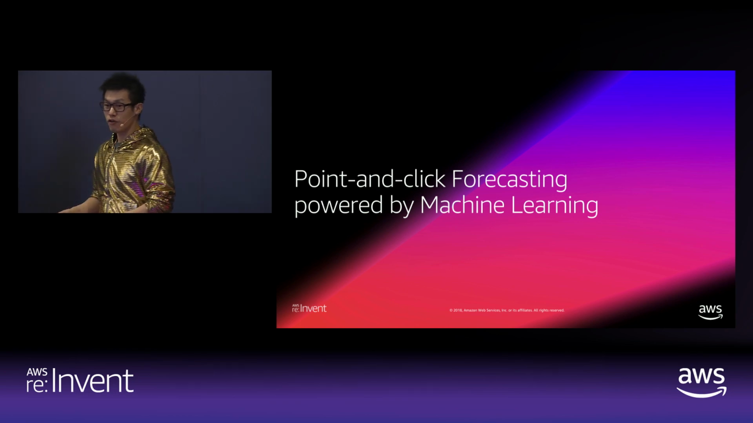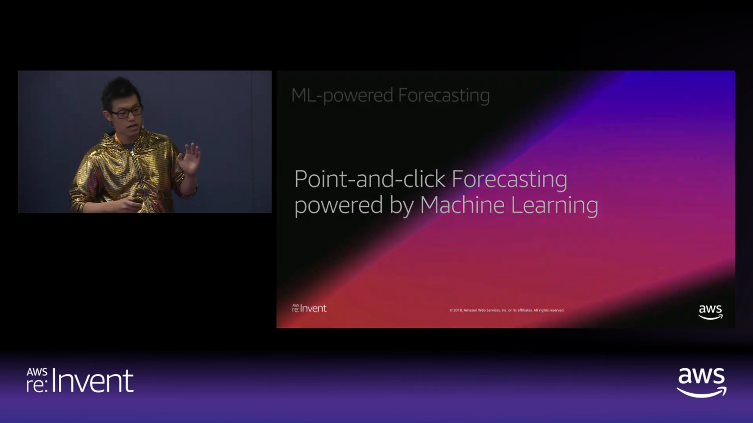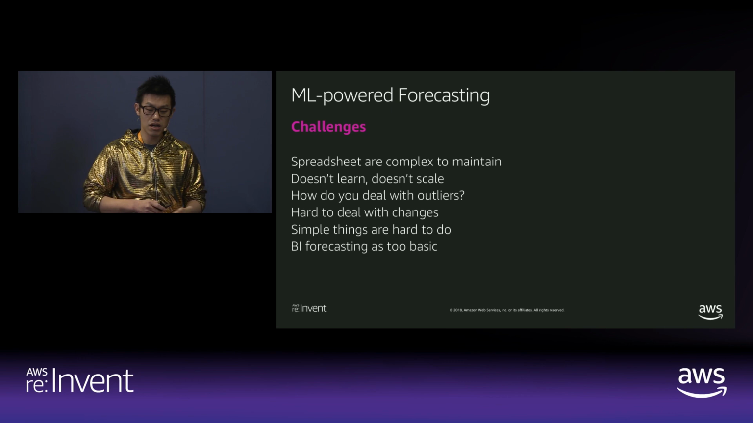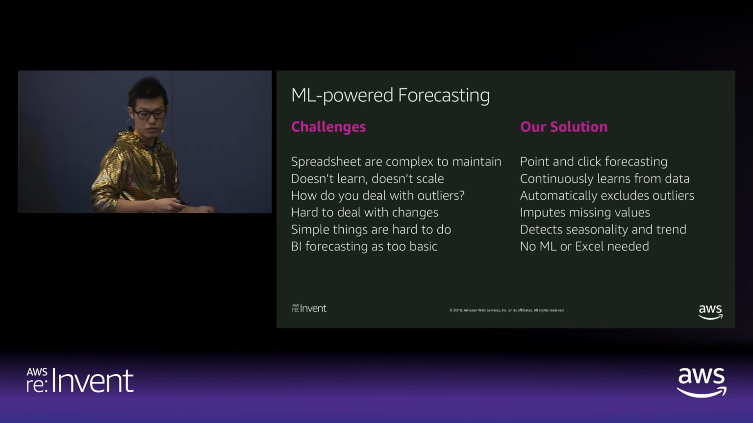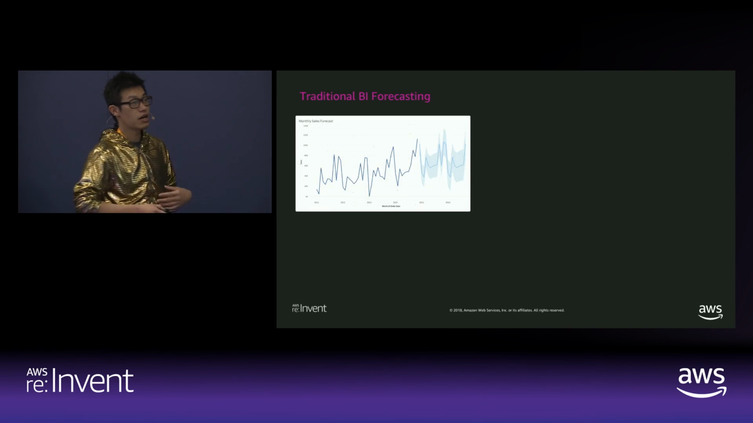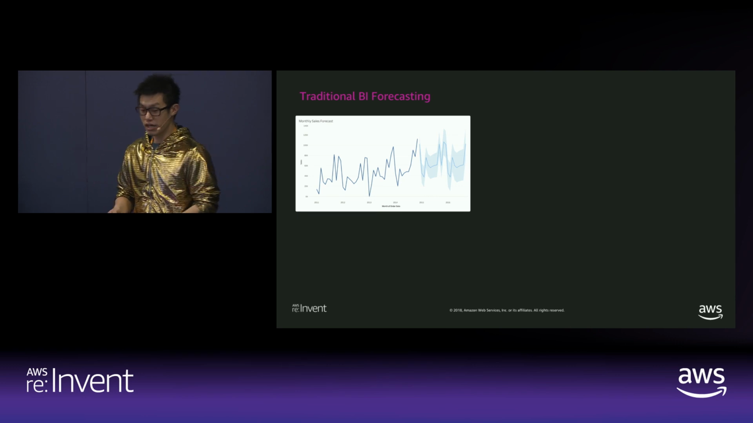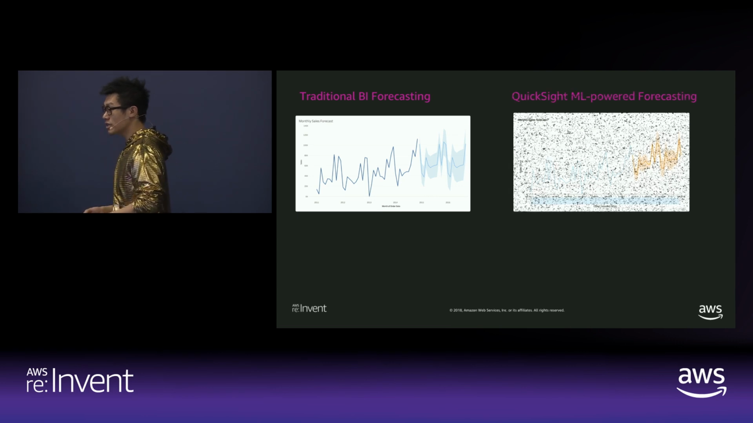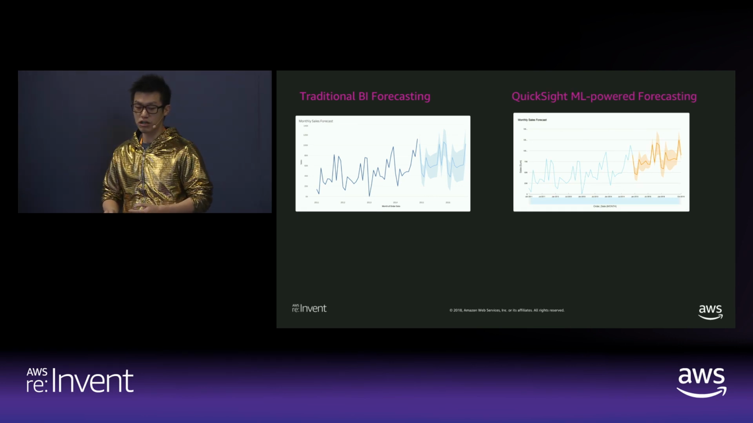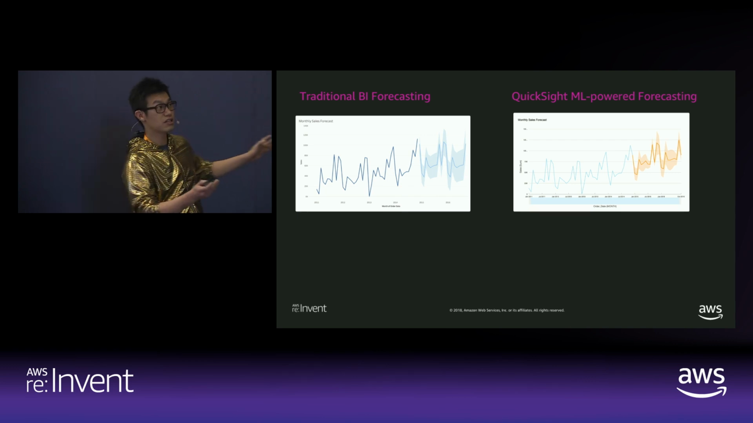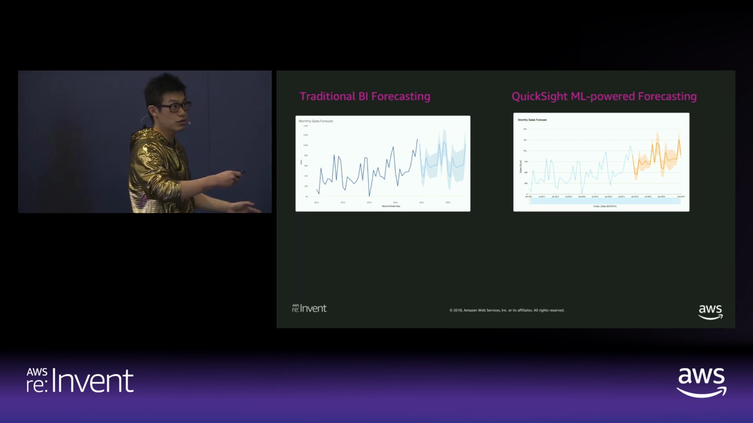Next, point and click forecasting. So traditional tools, I'm just going to skip this. Traditional BI tools, a lot of them provide built-in BI forecasting. But with QuickSight, we are actually leveraging machine learning. And the left side is a traditional BI tool. The right side is QuickSight.